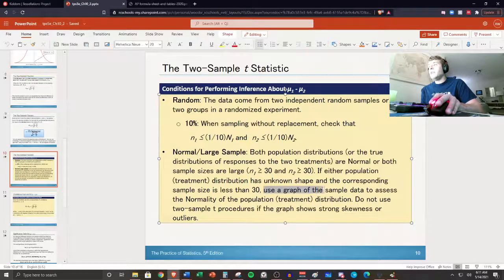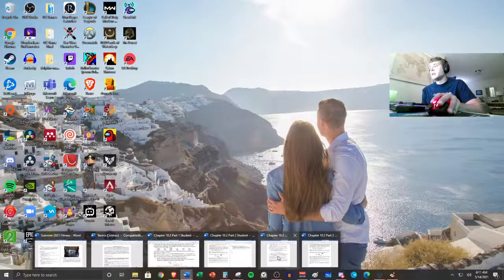Other than that, if you don't know, if either population has an unknown shape and the corresponding sample size is less than 30, so this is very important for what we need, use a graph of the sample data to assess the normality of the population, of the distribution. Okay? If it shows strong skewness, do not use it. So that's what it's saying.